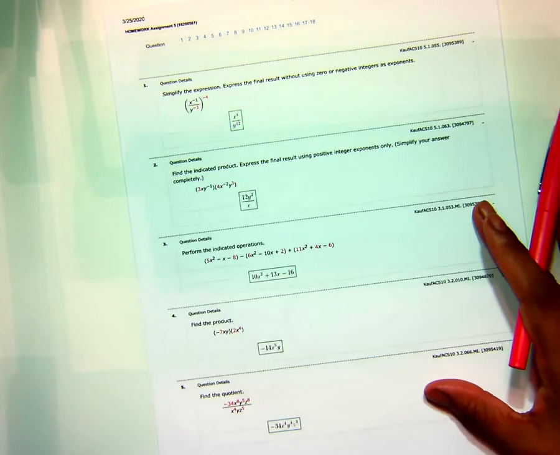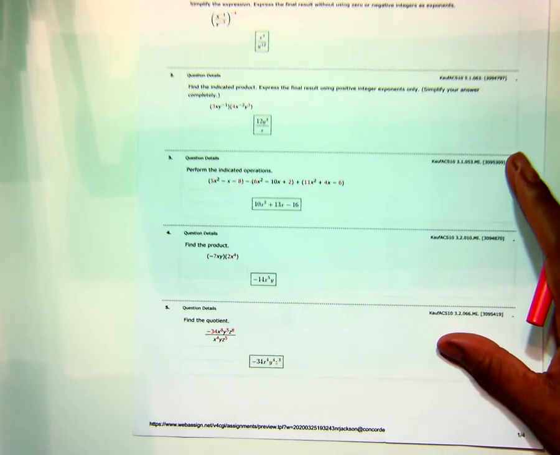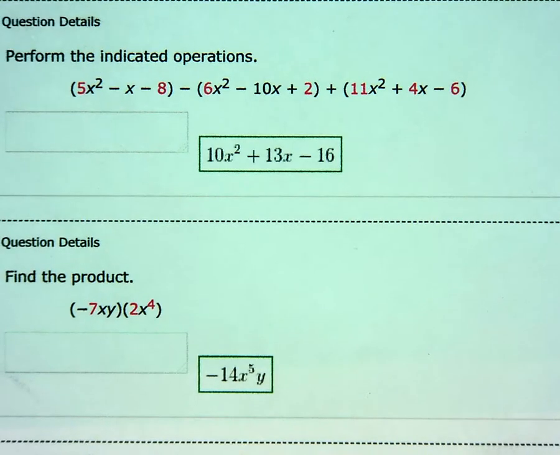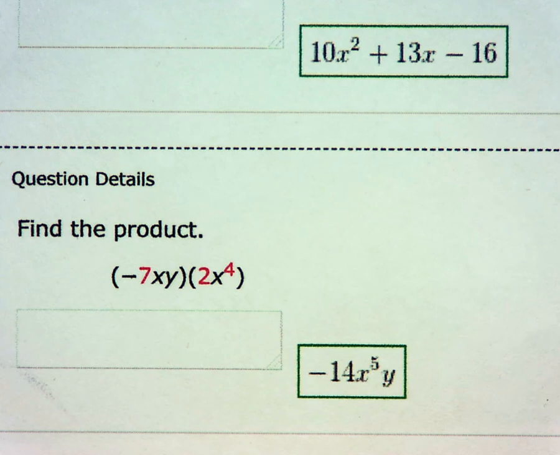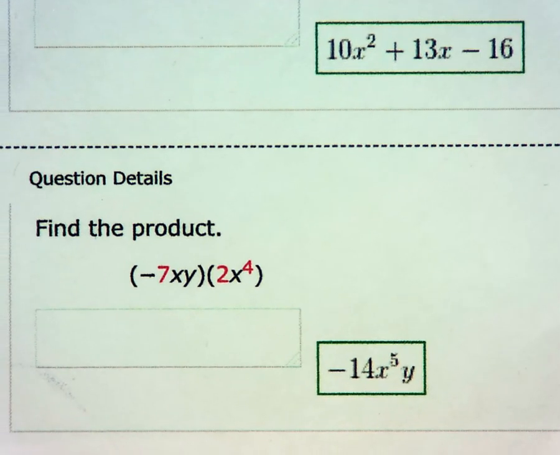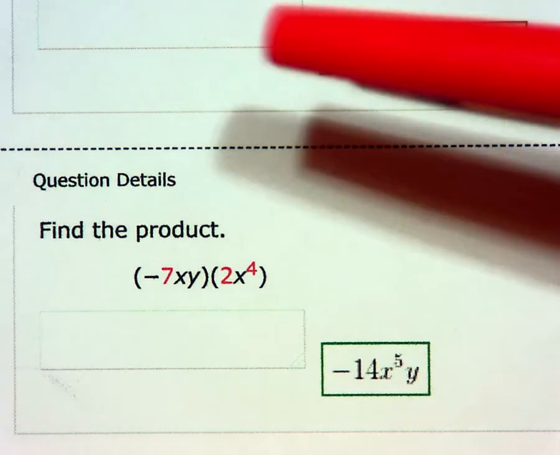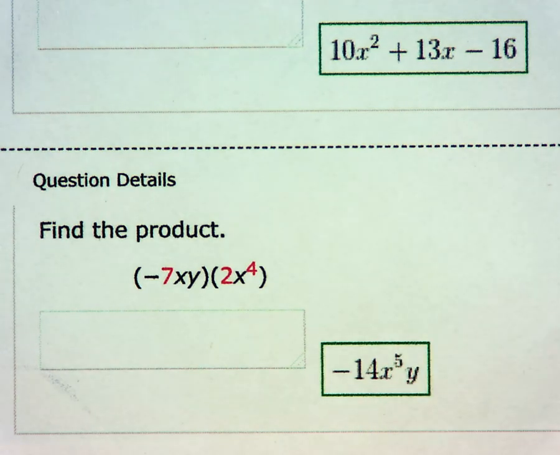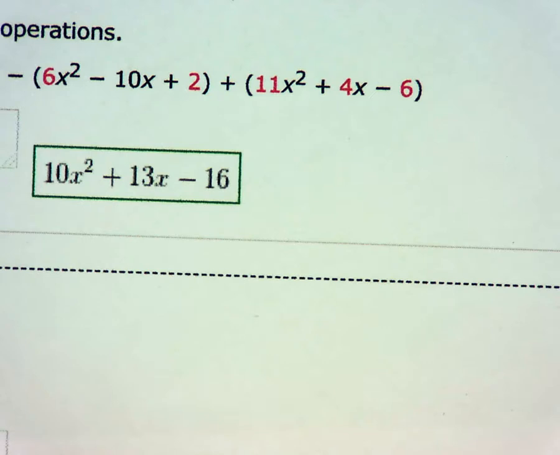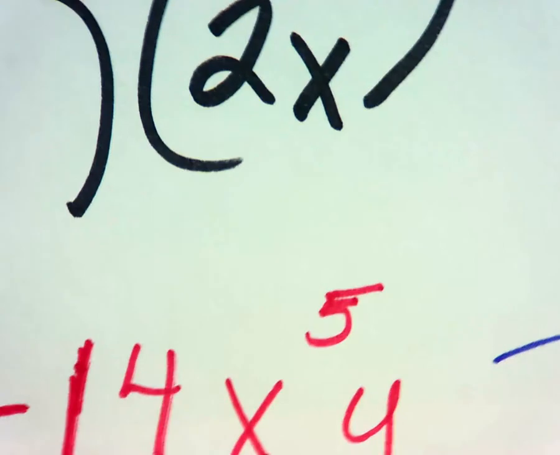Your next example is pertaining to products. Remember, product means that you're going to multiply. Sum, you're going to add. Quotient, you divide. And difference, you're going to subtract. So this one says find the product. Notice how you got your answer right here. So what they did to get that answer was this.